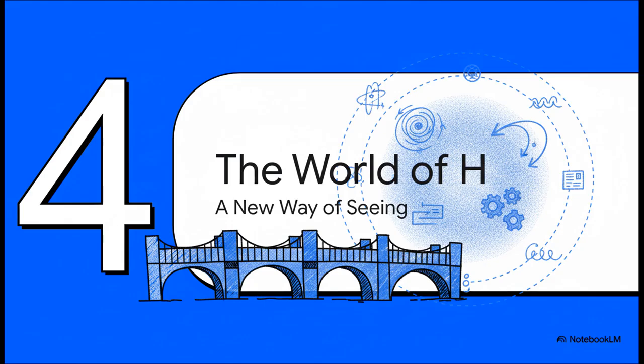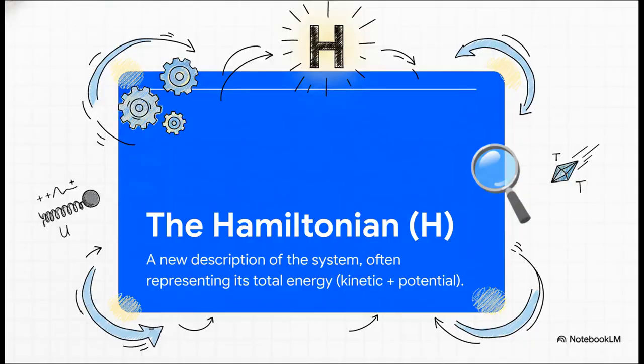And when we cross that bridge, where do we end up? We arrive at our destination, the world of H. This is the Hamiltonian. Welcome to our new and incredibly powerful perspective. So this Hamiltonian, this H, it gives us a completely fresh description of the exact same physical system. And here's why it's so useful. A lot of the time, H just is the total energy of the system.